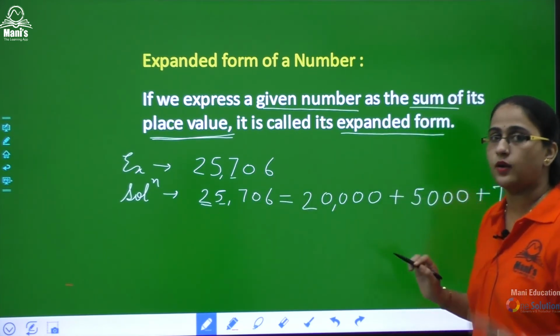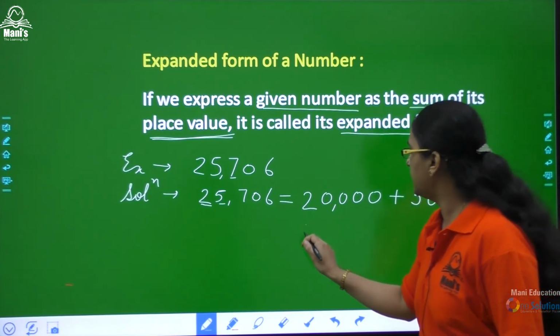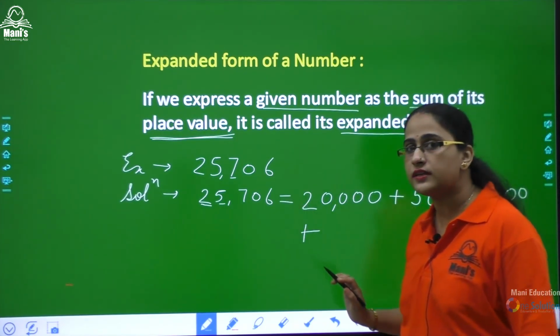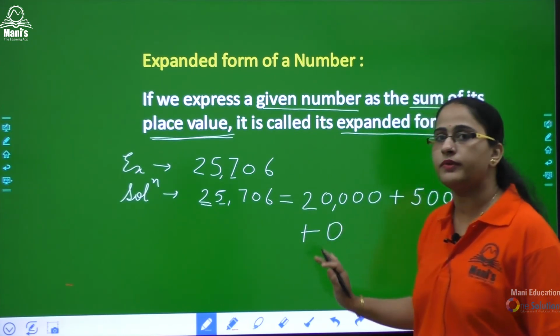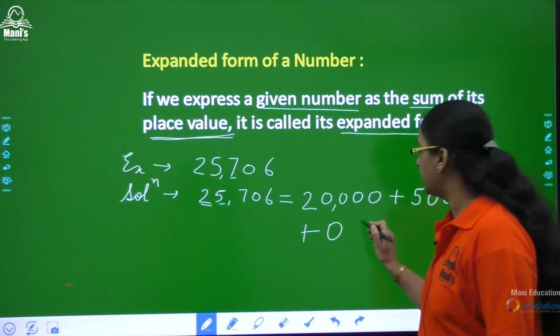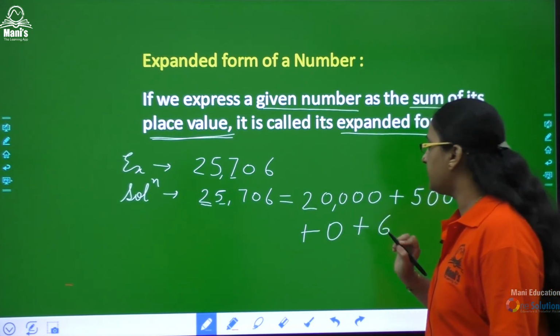0 and 6. There are only 2 numbers there, so we will put 700. Plus, next is 0. If you want, you can write 0, there is no problem. If you do not write it, that is also okay. And then plus 6, it will come as it is.